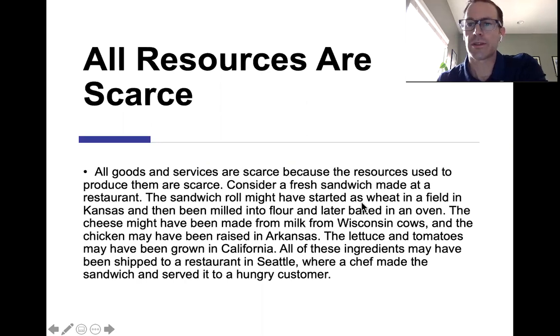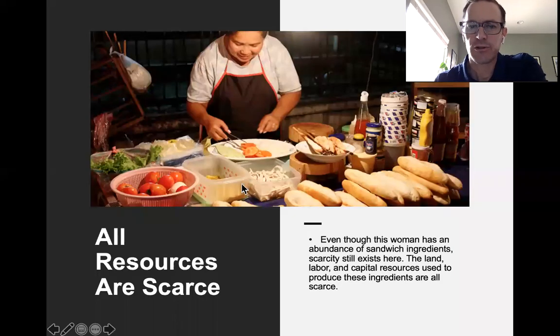Now, we don't think that the chickens, the cheese, any of that stuff is actually in short supply, but it could be not readily accessible to this chef right here. Okay, this is all she has right now. There's plenty of it, just not accessible right now. Okay, so all resources are scarce. It's a matter of getting them to the customer.